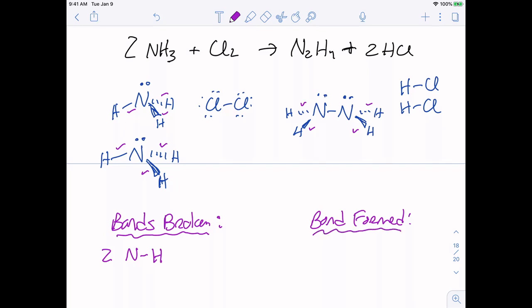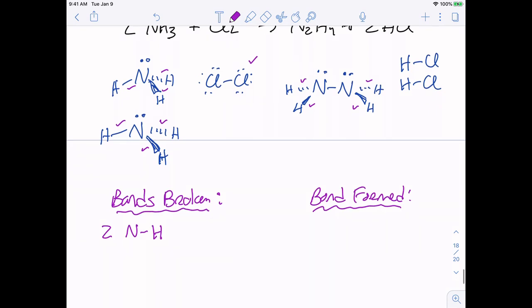What else do I have that I'm breaking? What else do I see on the reactant side that I don't have on the product side? Yeah, good, chlorine. Hopefully you guys noticed that. I have 2 chlorines bonded to each other. On my product side, I don't have any chlorines bonded to each other. So 1 chlorine-chlorine bond is being broken.